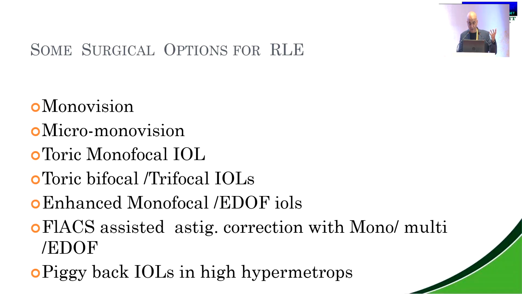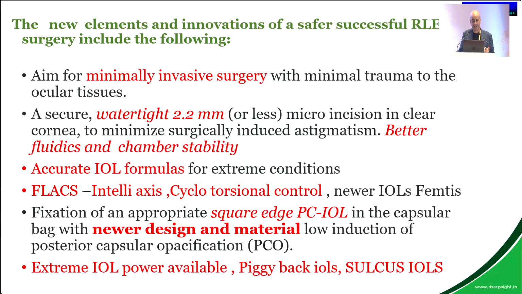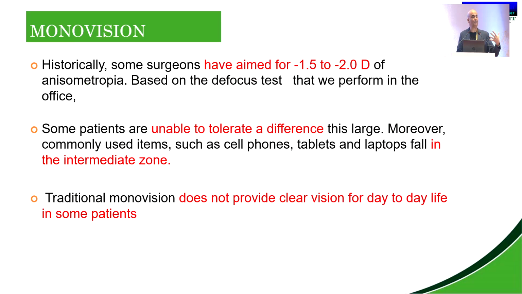Flax also is giving a huge benefit by giving you very accurate markings and placements of your lens. Piggyback lenses, a number of formulas are available. Whatever works for you best in your practice. We are using a lot of Barrett suite in our calculations. Another plus point is, the smaller the incision, the lesser the fluctuations, the safer the surgery, the faster the surgery. Newer designs of lenses have been proven to be better.